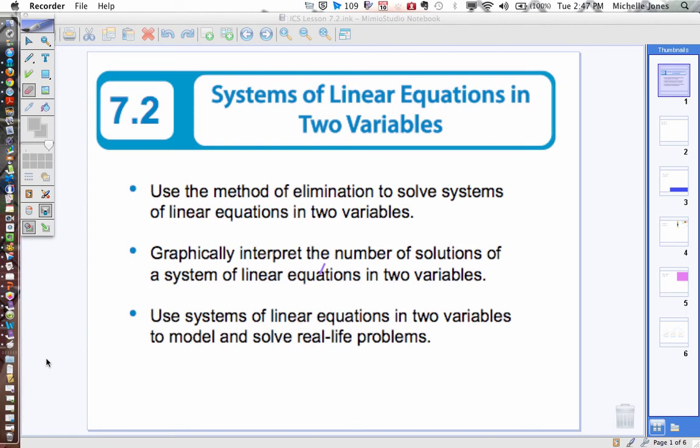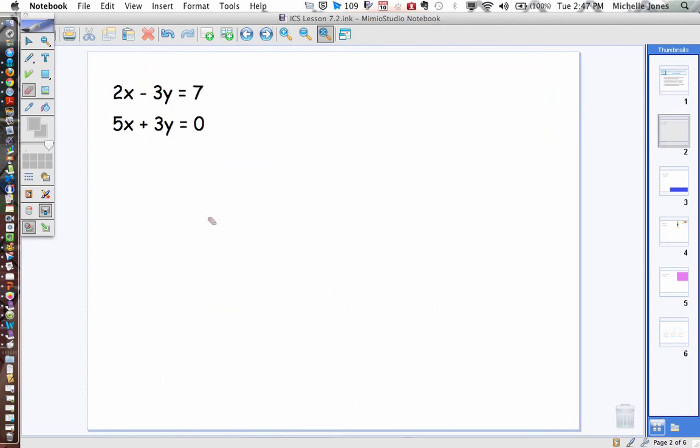So, needless to say, today we're going to be looking at linear equations and solving for our x and y values. Let's look at the first example. Here we have 2x minus 3y equals 7 and 5x plus 3y equals 0. For this process called elimination, you want to eliminate either your x or your y values. If you look here, our y's, if you were to add them together, they'd cancel each other out. So we're going to go ahead and eliminate them.